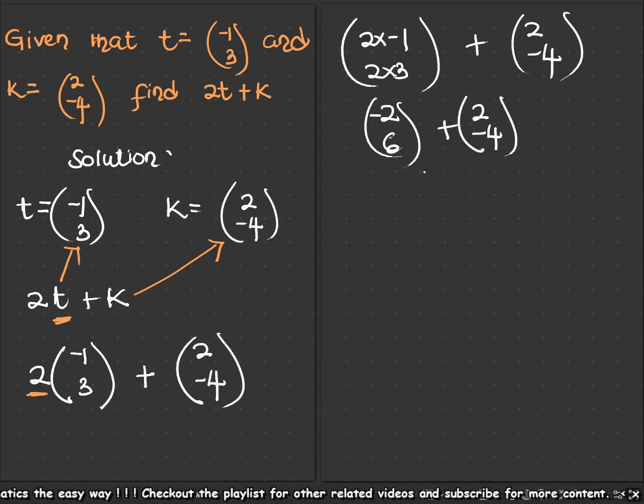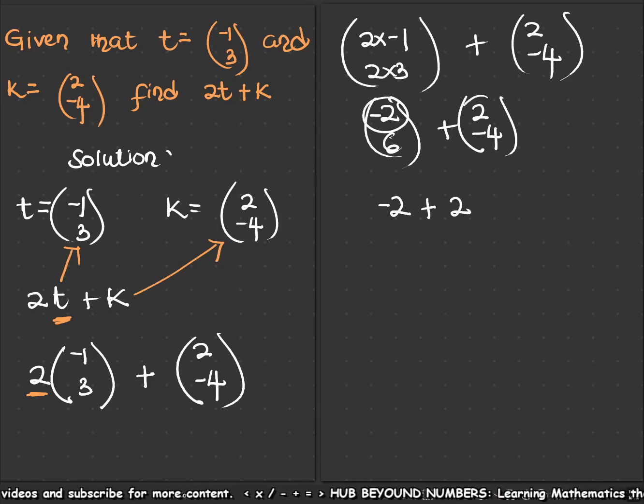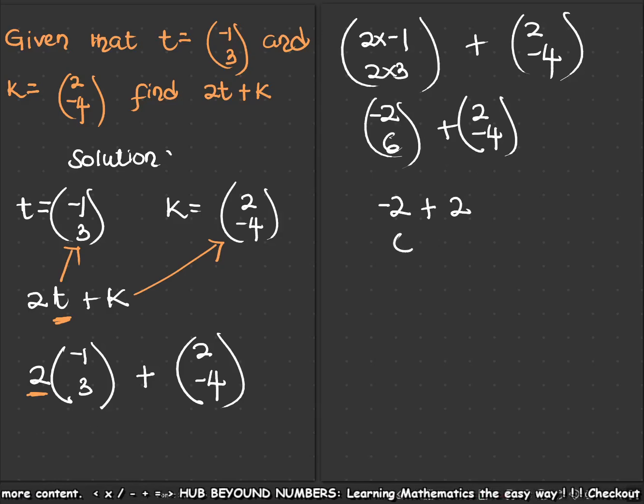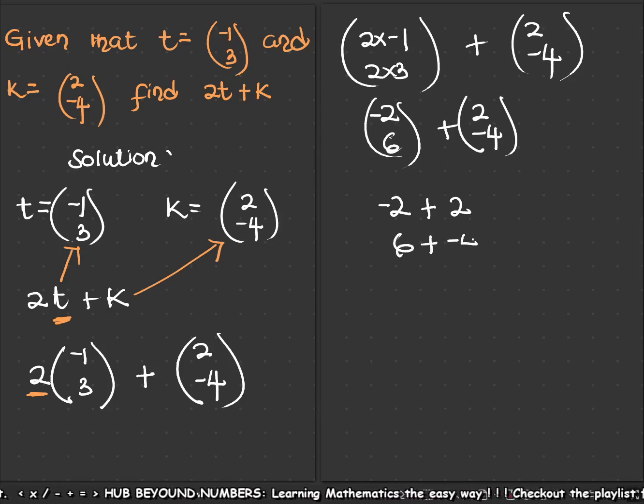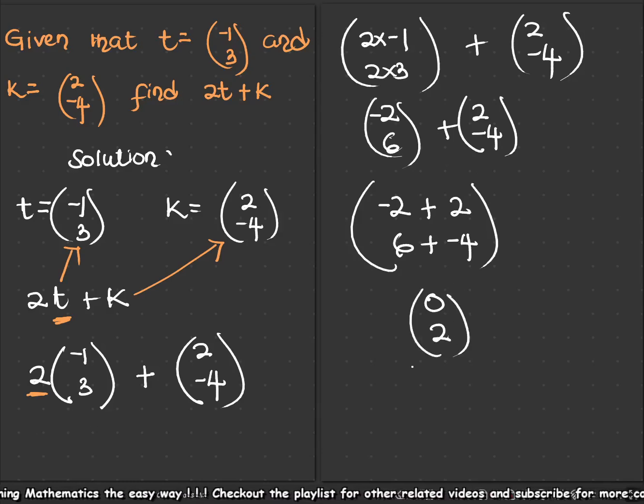Now this is addition of vectors. Whenever we are adding vectors, we do that component-wise. That is, we have -2 from here plus 2, -2 plus 2. Then we come to the y component, 6 plus -4. So -2 plus 2 gives us 0, then 6 plus -4 gives us 2. Now there's nothing else to simplify, so this becomes your final answer.